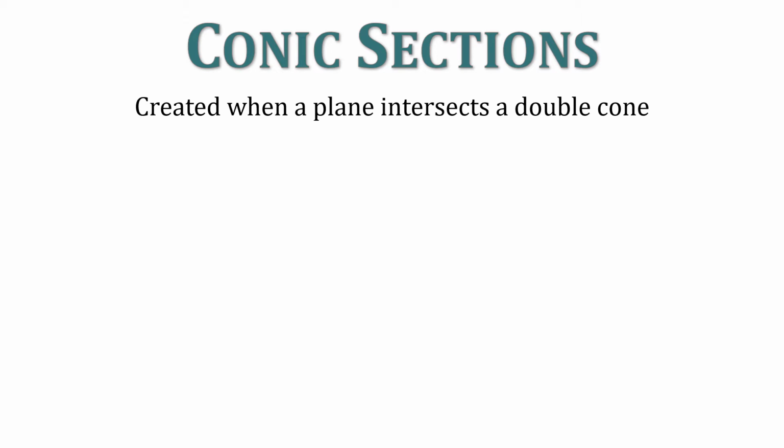Hello. In this video, we are going to discuss circles as conic sections. So first, what is a conic section? A conic section is when a plane intersects a double cone. Let's look at some pictures to get some visualization of this.